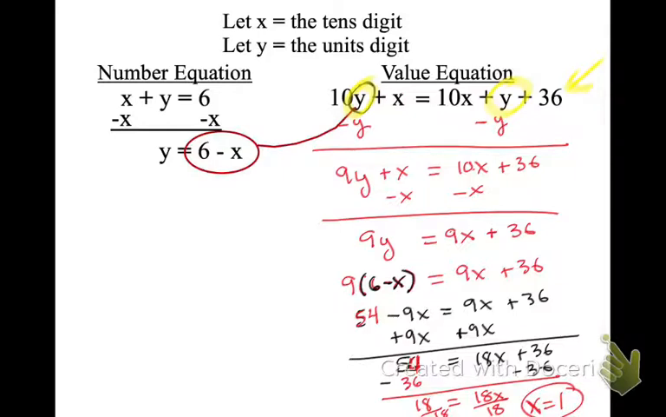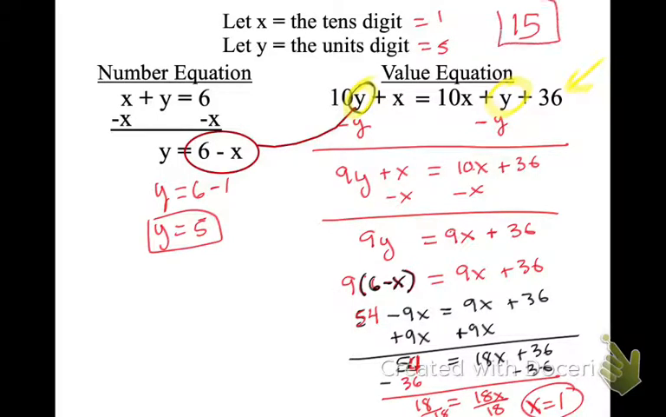So once you have that, you substitute y equals 6 minus 1, y equals 5. Make sure you place it in the right order. That's a 5, that's a 1, so the original number is 15.